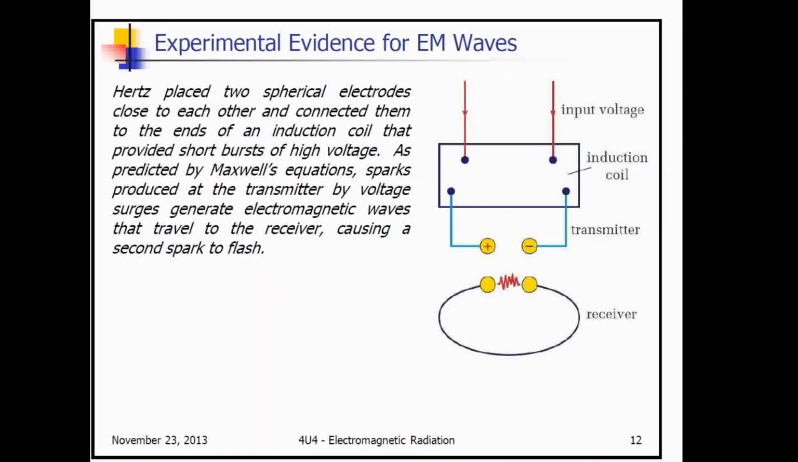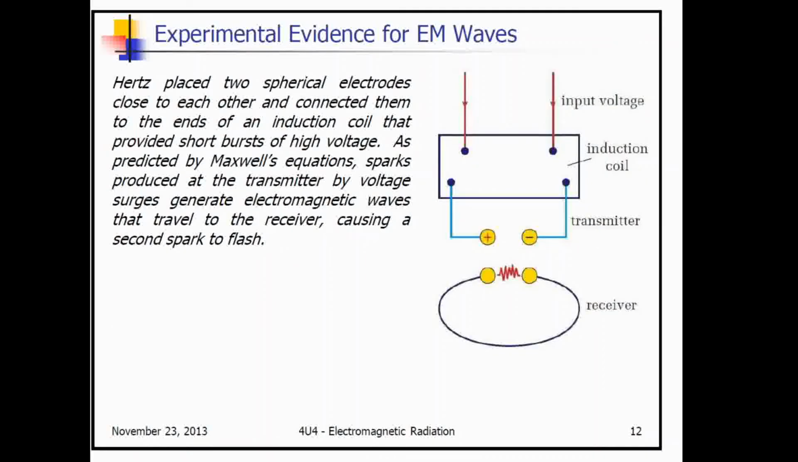So here's how Hertz ended up determining this. What he did was he placed two spherical electrodes close to each other, and then he connected them to the ends of an induction coil. And he would provide short bursts of high voltage. So, as predicted by Maxwell's equations, sparks produced at the transmitter by voltage surges generated electromagnetic waves that travel to the receiver, causing a second spark to flash. So basically, he was able to observe electromagnetic waves traveling from one electrode to another.